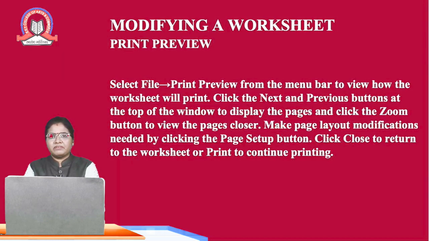Next, print preview. Before printing, we can see the print preview using the print preview icon selected from File. It is in the menu bar to view how the worksheet will print. Click the next and previous button at the top of the window to display the pages, and click the zoom button to view the pages closer. Modify the page layout if needed by clicking the page setup button. Click close to return to the worksheet or print to continue printing.